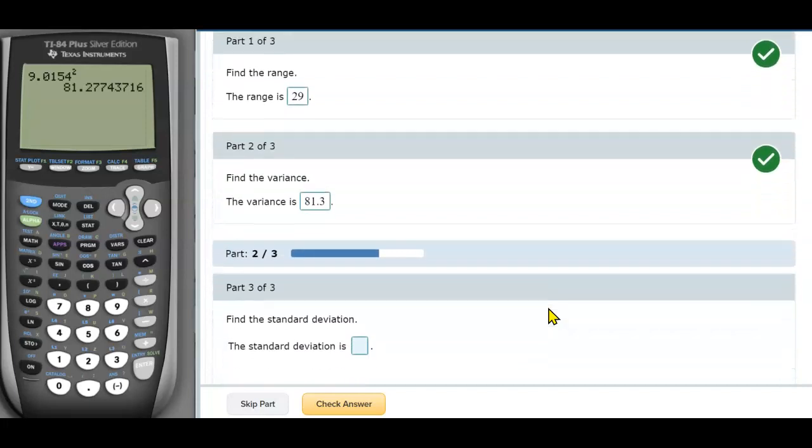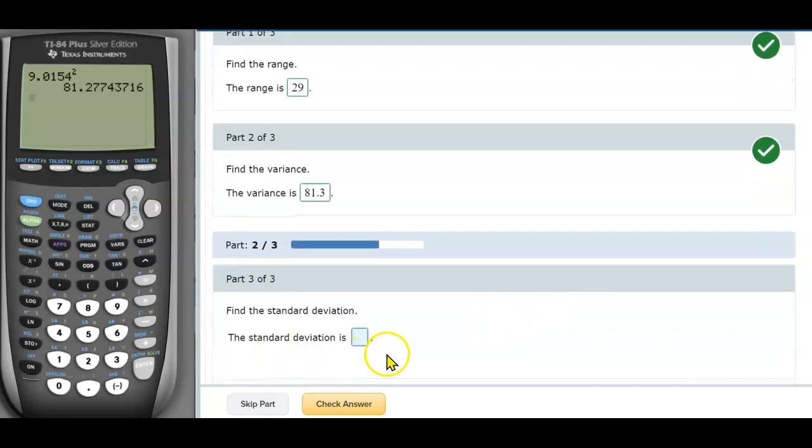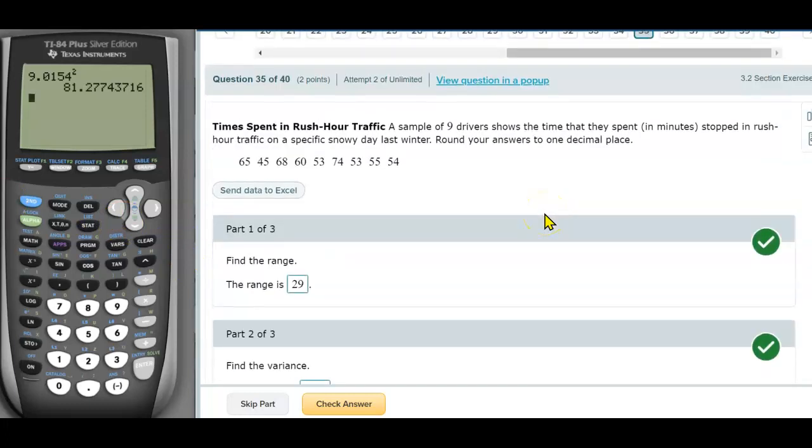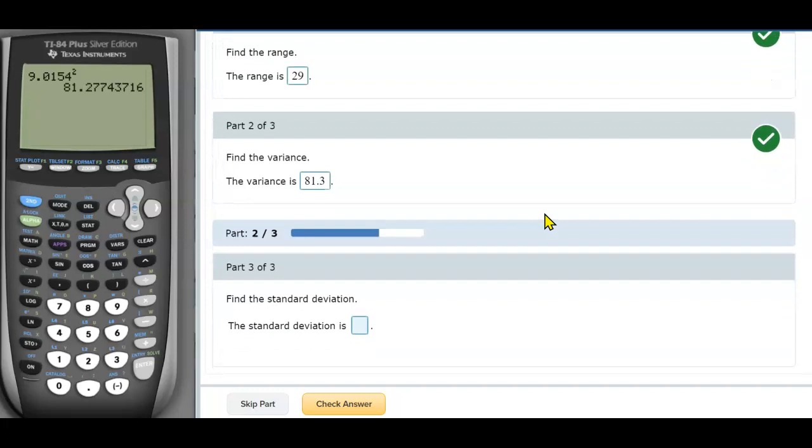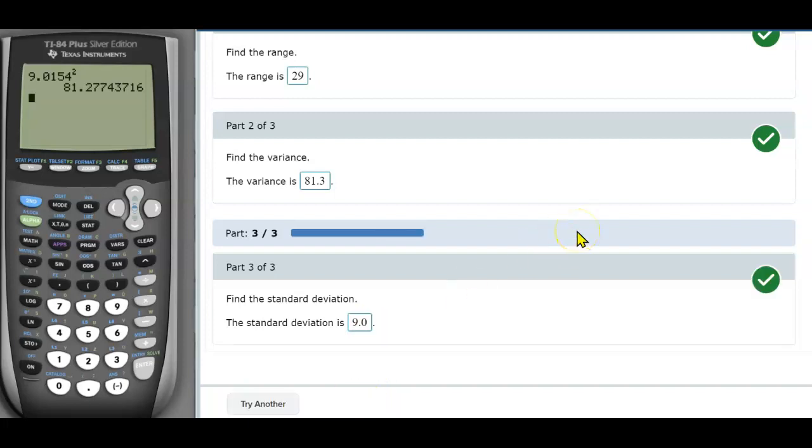All right, great. Now it's asking about the standard deviation. Oh, well, we just use the Sx, which is 9.01. All right, and we want to round to 1 decimal place again. So 9.01 is 9.0. And check it. And good. And that's all.